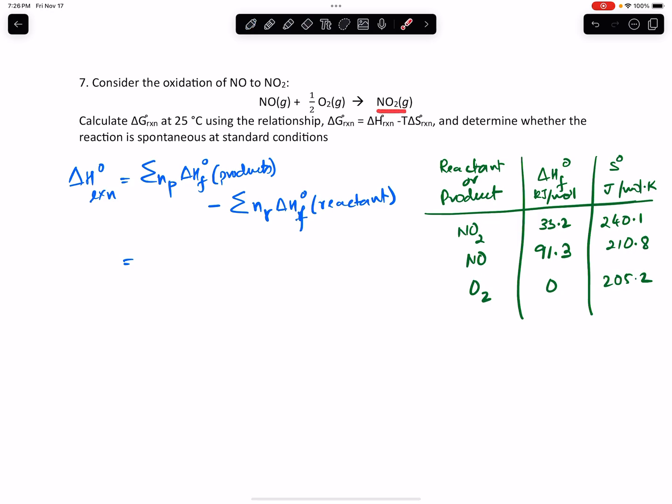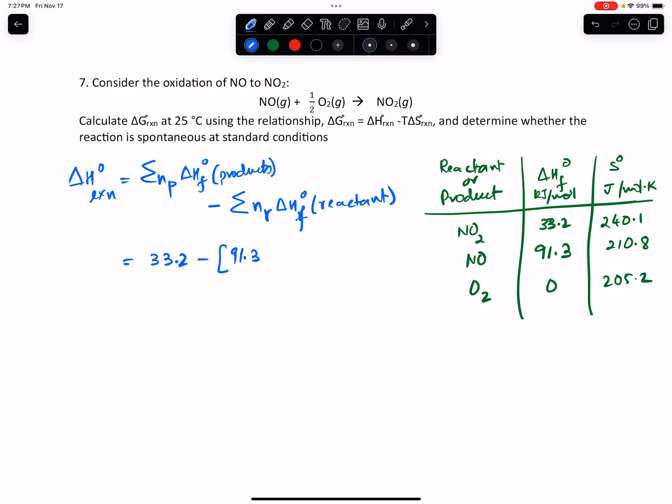So let's go ahead and assemble this. For the product, since we have only one product, the delta H for that is given out here, 33.2. So that's going to be 33.2 minus, and then for the reactants, we have delta H is 91.3 for NO, and we're going to add the oxygen to it, but since oxygen has half in front of it, we're going to multiply it by half, so half times 0 for oxygen. Simplifying this, we get 33.2 minus 91.3, which is equal to negative 58.1 kilojoules per mole.